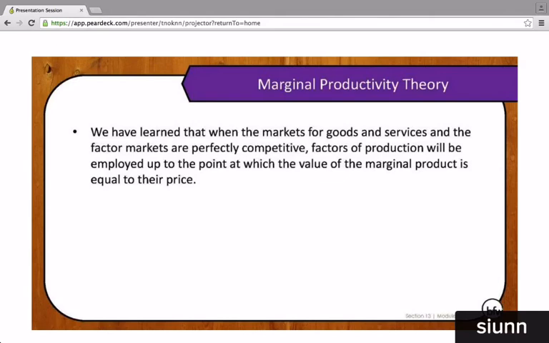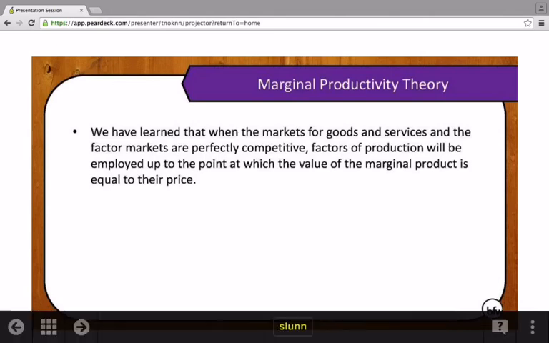I'm not going to spend a lot of time on it in this particular video, but in your book for Module 70, in the last part of Module 70, it does go into more detail on explaining marginal productivity theory. And so you should spend a little bit of time reading it in that module and understanding it and how it works.